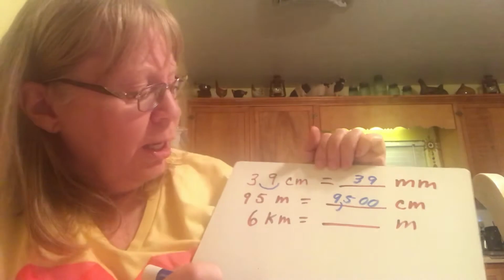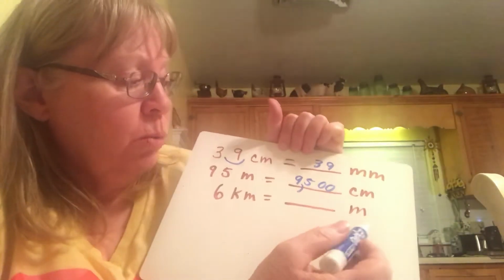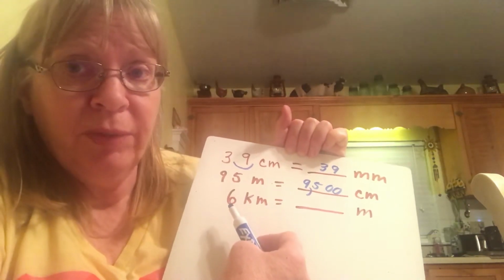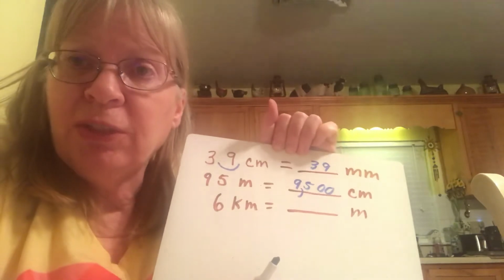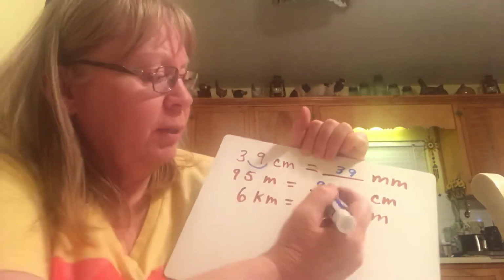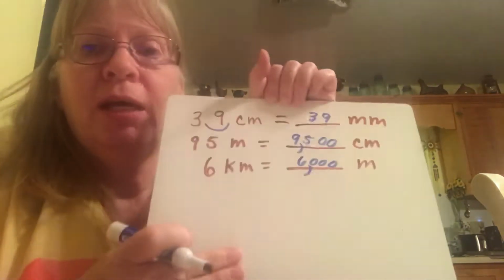Okay? All right, now I'm going from kilometers to meters. Well, it takes 1,000 meters to make a kilometer. Okay? So how many zeros in 1,000? 3. So I have the number 6, and I am going to add 3 zeros and put my comma in.